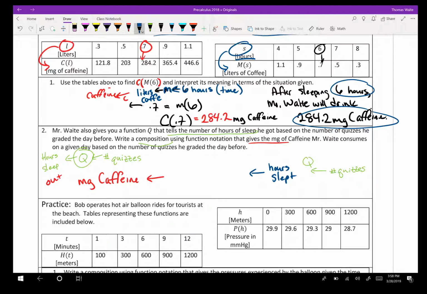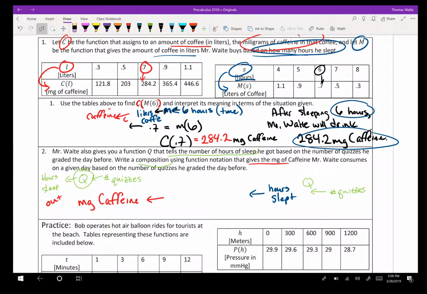And now I'm at the hours step. I'm trying to get closer to milligrams of caffeine. I look up, I'm thinking what functions take in hours? Well, only the blue one, m. My m takes in hours slept, and it's going to give me out liters of coffee. Then I think to myself, what function takes in liters of coffee and gives out caffeine? Well, C does. That's the last one. What takes in coffee and gives us caffeine.